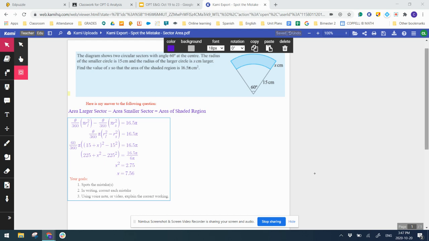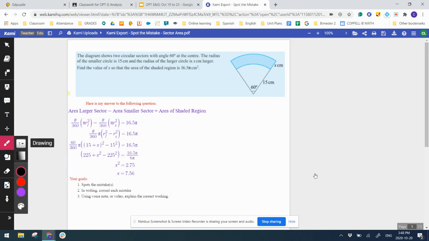Alright, here we go, trying to find the errors in this question. When I start questions like these, I always just ignore the work they give, and I try to find the answer on my own first. It says the diagram shows two circular sectors with an angle of 60 degrees. Okay, it shows that here.